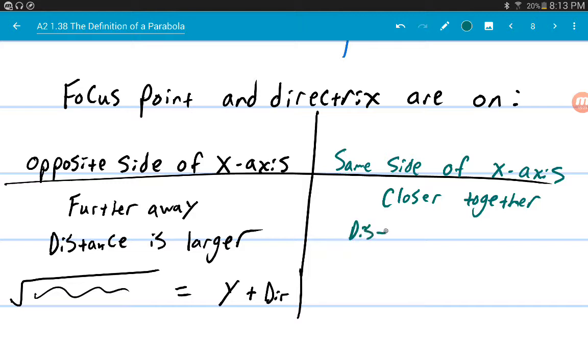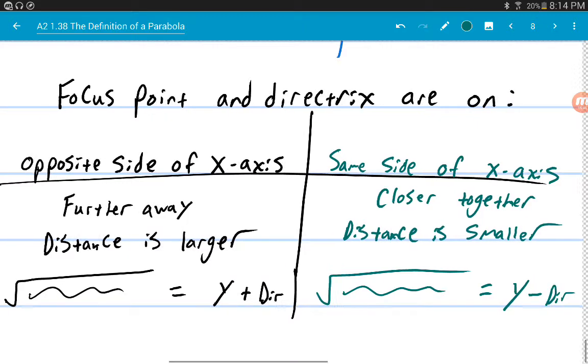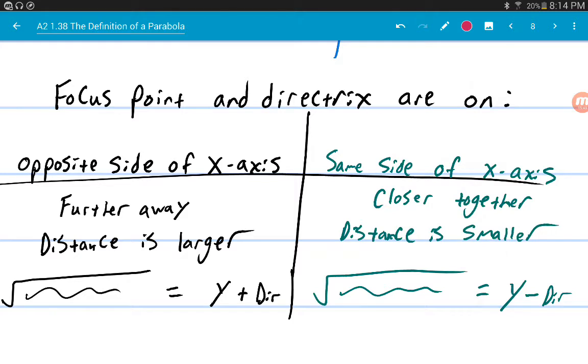That means that the distance is smaller and our formula looks like this. Square root of distance formula equals y minus the number from the directrix. And these directrix numbers should both be thought of as being in absolute values. We're talking about distance. We're not talking about displacement or direction. So I'm only concerned with what's the number on the directrix.